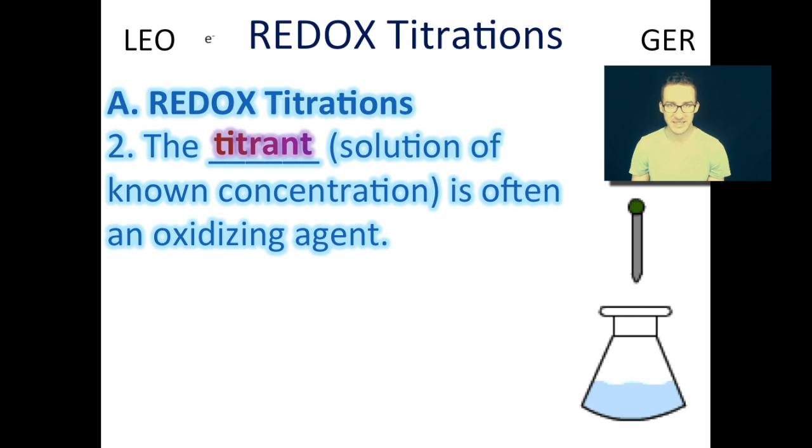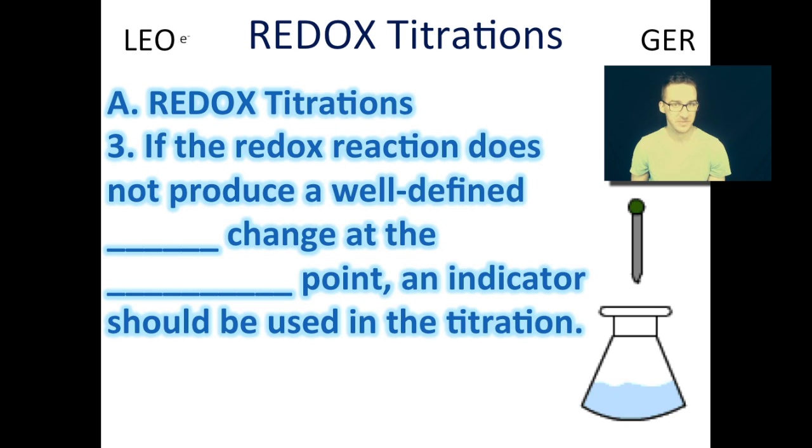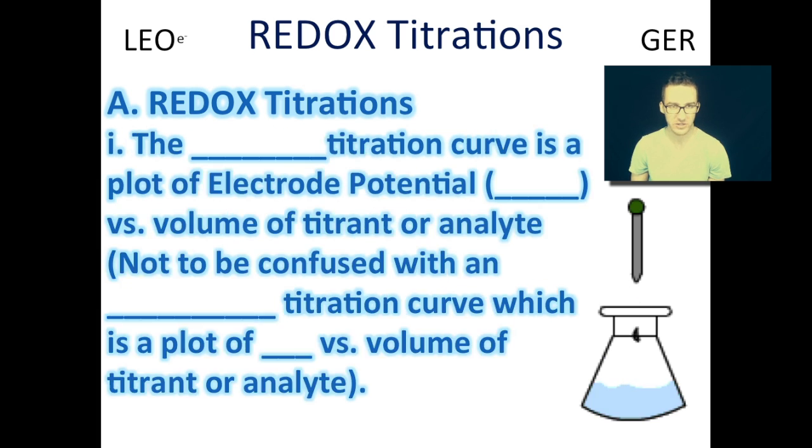Keep in mind that the titrant in your redox titration is often an oxidizing agent. Keep in mind that means it itself is being reduced. And when you perform a redox titration, you're going to be looking for a well-defined color change to let you know that you've reached the equivalence point. And if you don't have that color change, sometimes you have to use an indicator to let us know when that equivalence point has been reached.